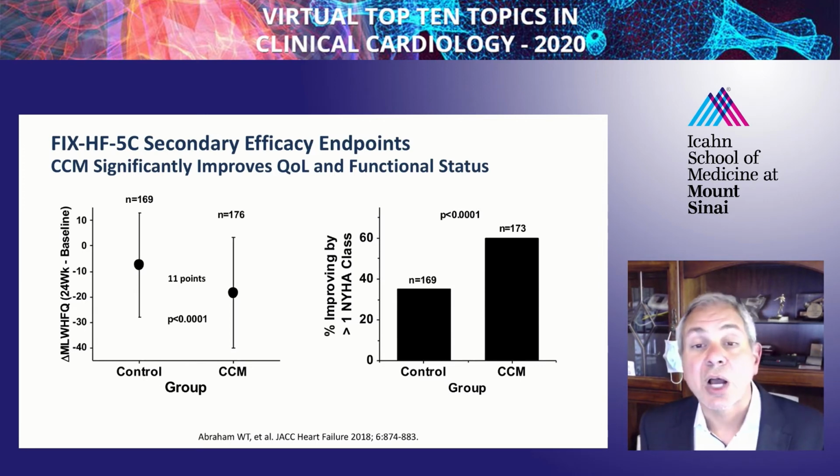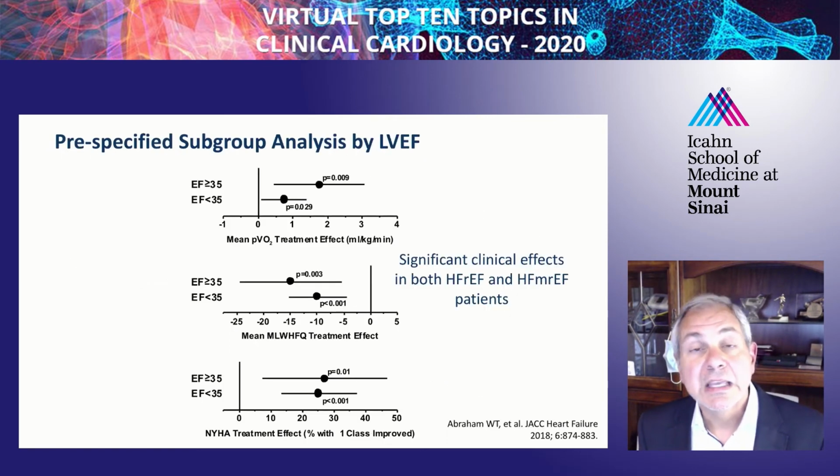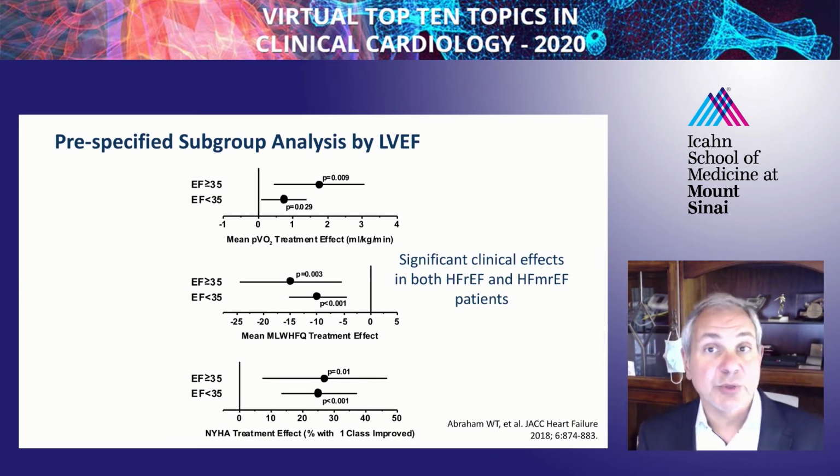And then, as shown on the right-hand side of this slide, as judged by the clinician, according to the New York Heart Association functional class ranking, more CCM patients improved by at least one New York Heart Association class when compared to the control group in the FIX-HF5C analysis. In addition, a pre-specified subgroup analysis of the FIX-HF5C trial demonstrated significant improvements in peak VO2, quality of life score, and New York Heart Association class, regardless of ejection fraction.